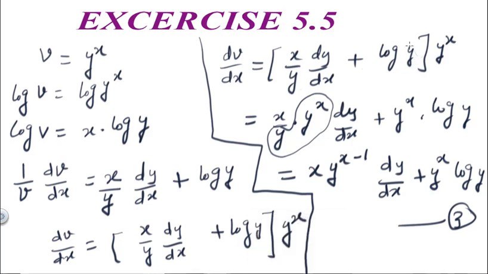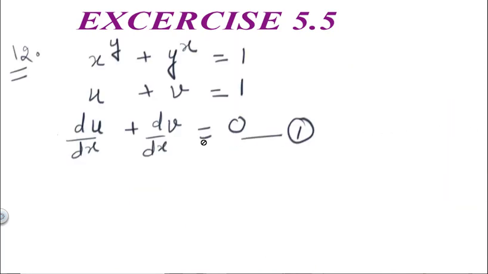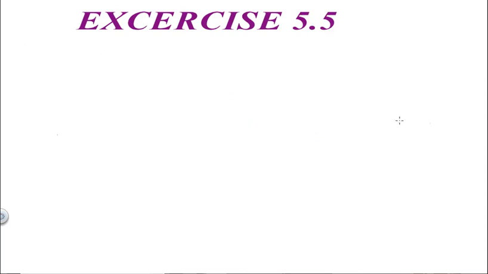Clear? So I hope we have now found dy by dx and dv by dx. What we actually need is to put the value in equation number 1. So I'll write that on a separate page: we have to add du by dx plus dv by dx equals 0. Let us just put the value of du by dx and dv by dx.